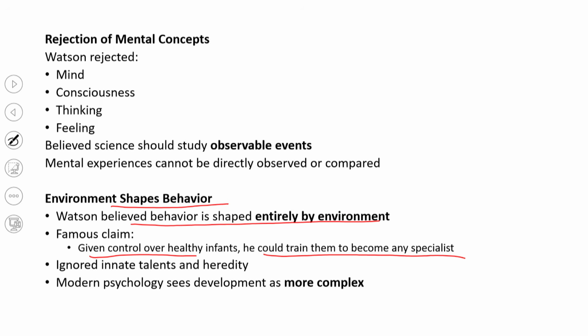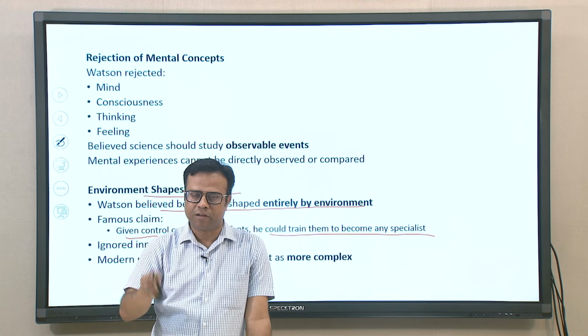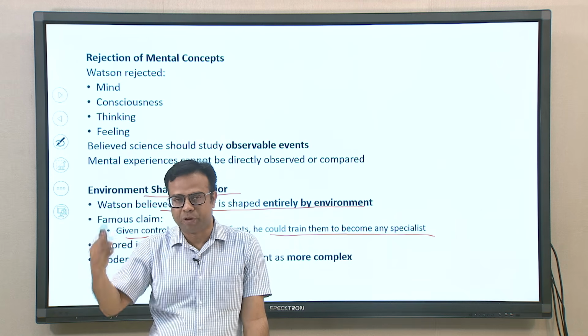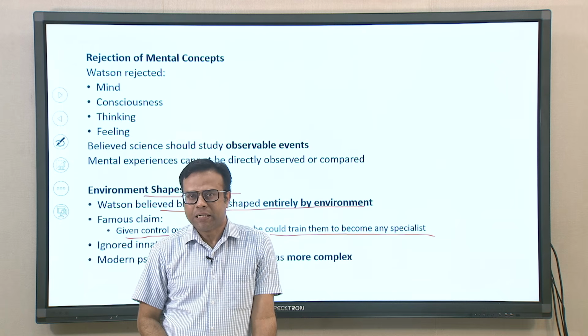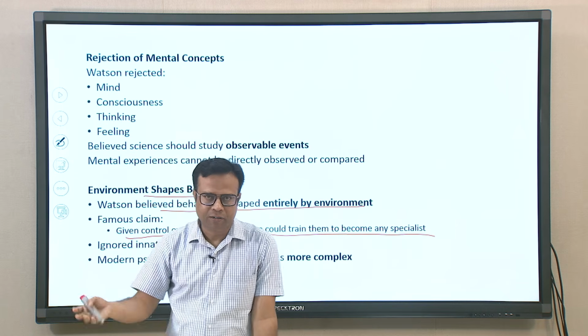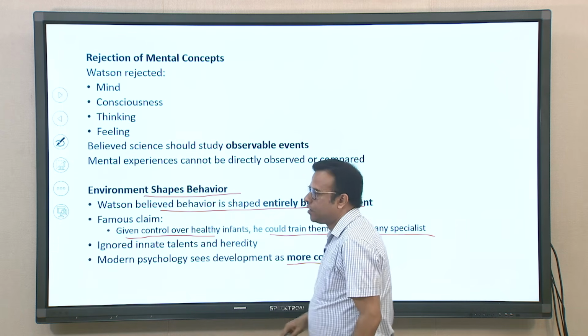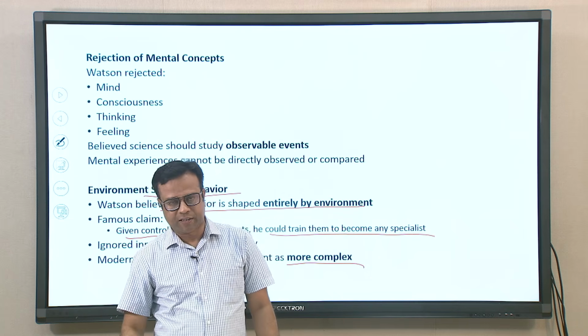So, he said environment is the main factor in shaping human behavior. Obviously, a lot of limitations were found later, but this was his claim that environment is the main factor which shapes human behavior. Modern psychology sees that human development is not so easy that you can just shape them the way you want. It is much more complex than that, but that was his idea at that time.